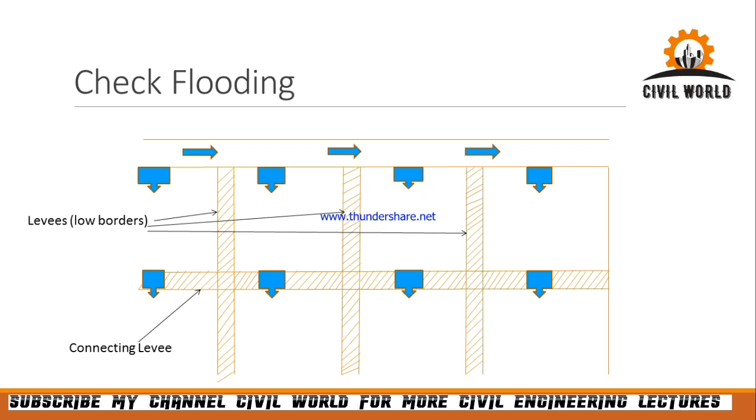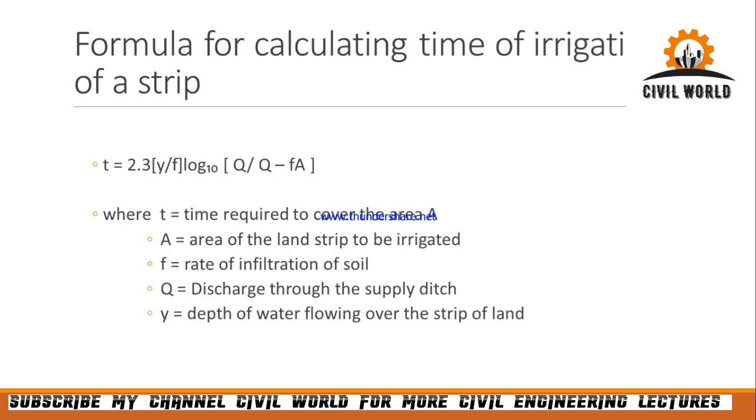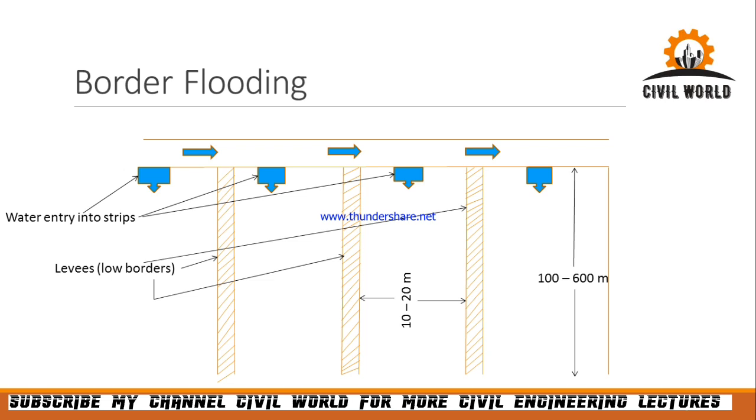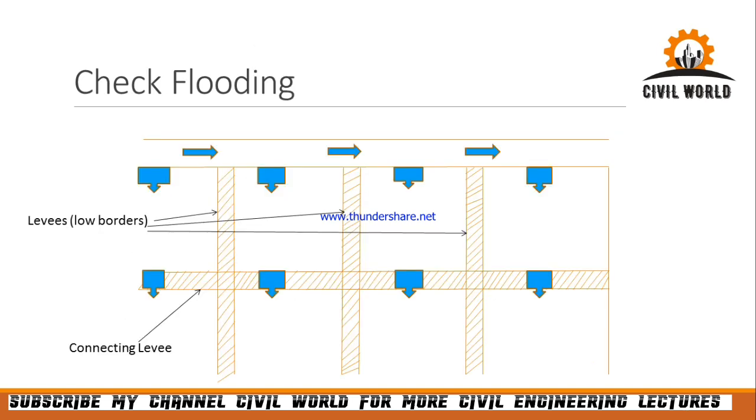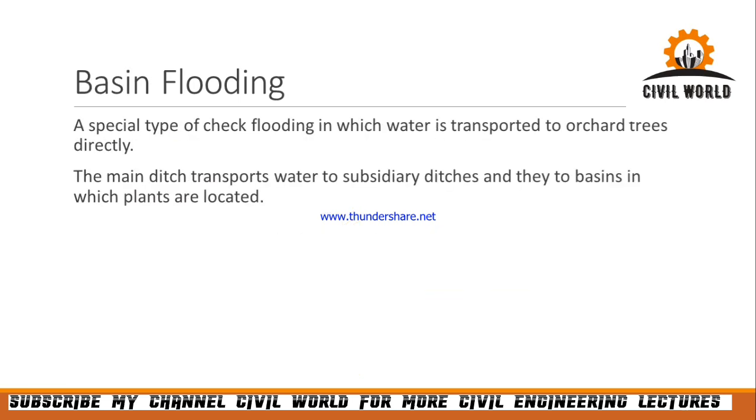Check flooding is actually an improvement upon basin flooding. In border flooding, what we did was make strips. अब इन strips को further divide करें. ये basin check flooding है, ठीक है. The borders, the already made borders, are connected, crossed, traversed by a connecting levee in order to increase the number of strips. So, क्या होगा इसका नतीजा? Efficiency होगी. Irrigation में efficiency आएगी.